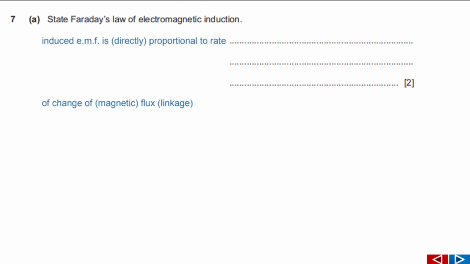And this part has 2 points. The first one has an M mark, so this has to be in your answer. If you have written this one, you will get 1 mark, and this is the M mark, meaning it must be in your answer. And this one is the A mark.